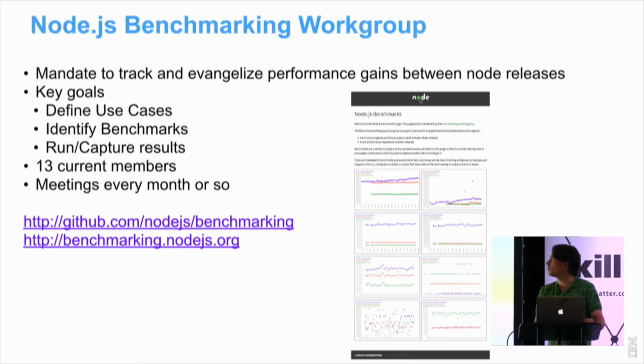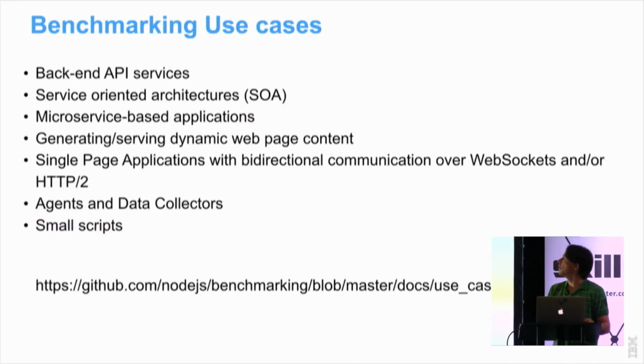We've been running and capturing the results, so you can go to benchmarking.nodejs.org, and we've got a set of graphs of the current benchmarks there, and the results tracking Node 0.12, Node 4, Node 6, and also the master branch. We've currently got 13 members, and we have meetings roughly every month, month and a half. We do the meetings on Google Hangout, so you're more than welcome to either dial and join in or just go onto the YouTube Live and watch or listen to the meetings.